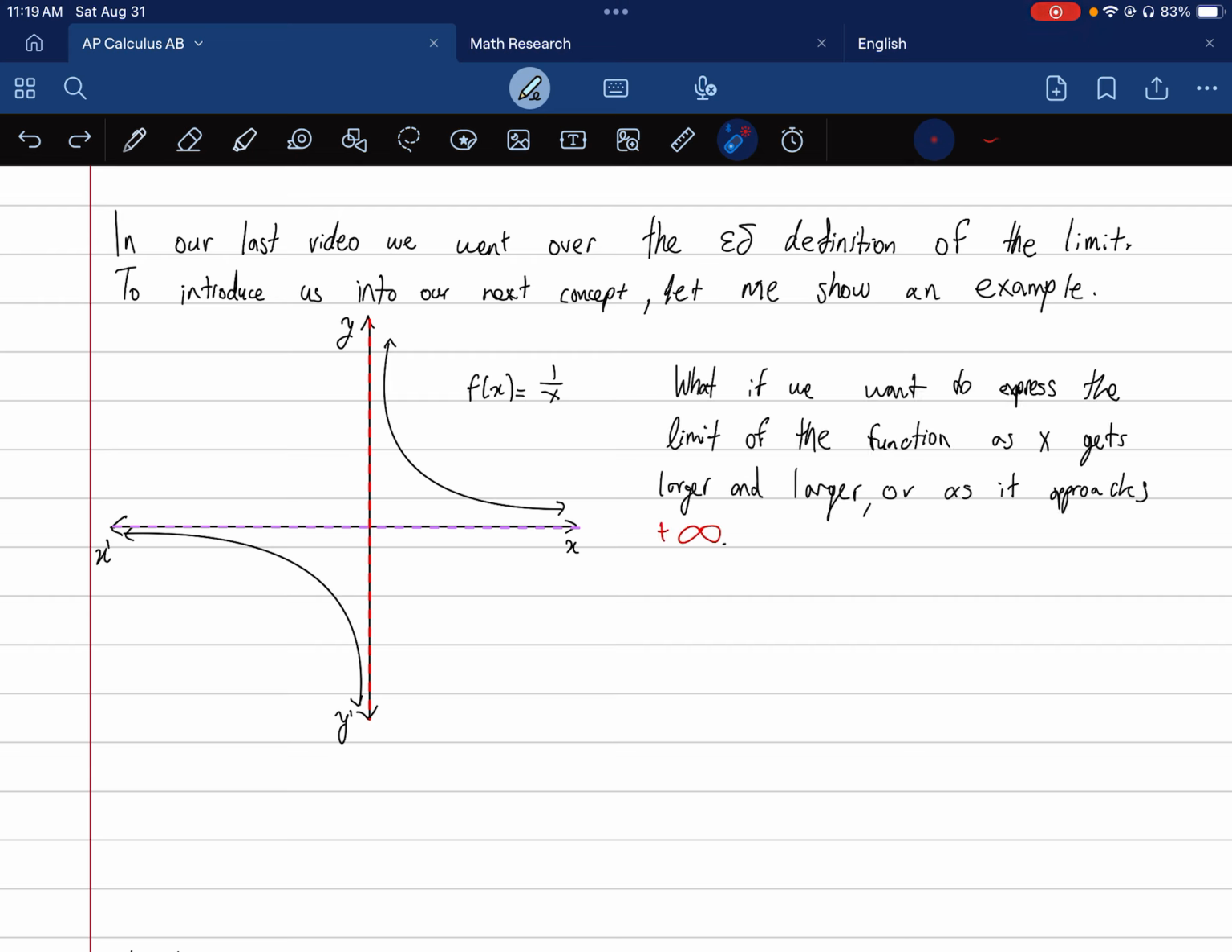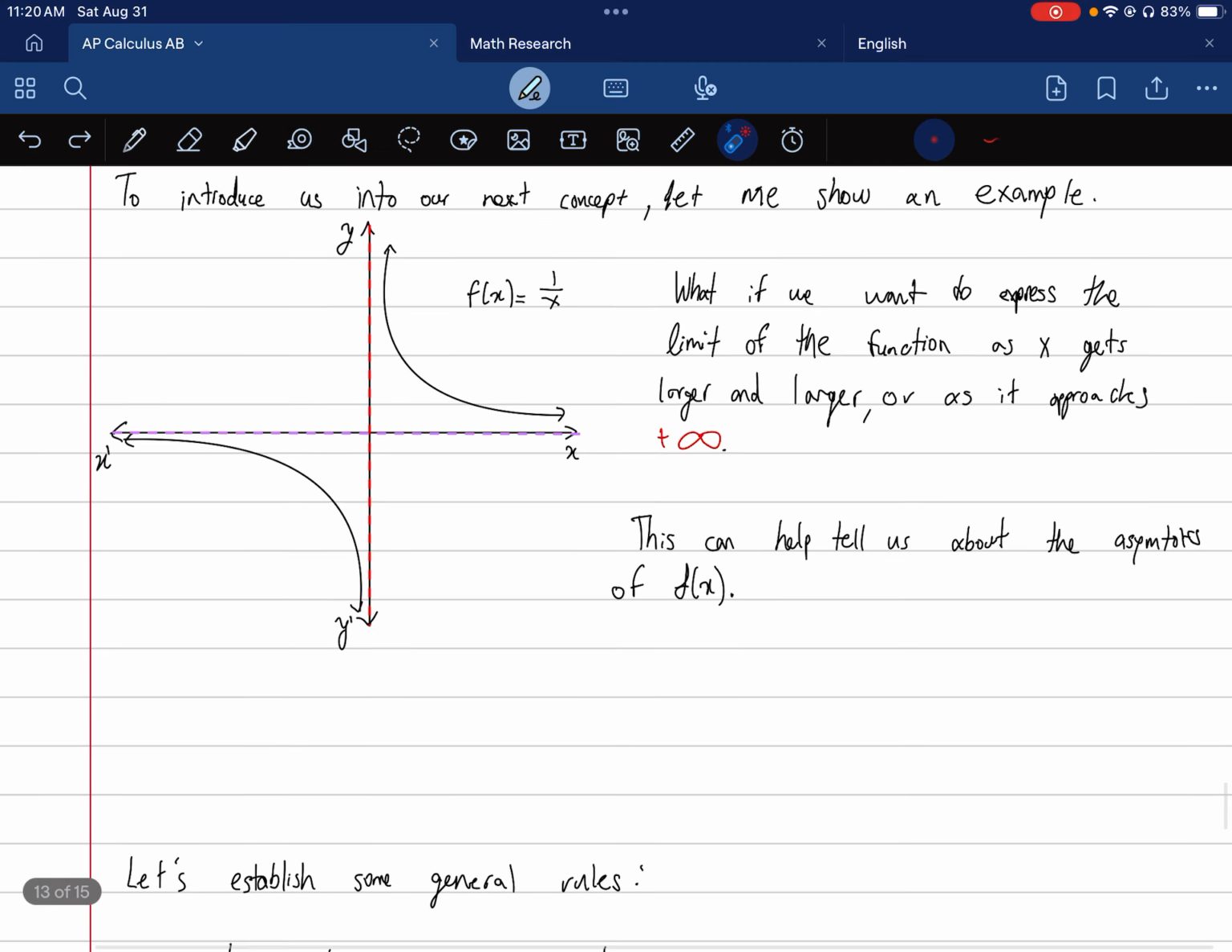What if we want to express the limit of the function as x gets larger and larger, or as it approaches positive infinity? So this can actually help us tell about the asymptotes of f of x, as you can see right here. Maybe you don't have a graphing calculator, or you're not sure if this pattern will continue on forever. So we want to figure out definitively what value f of x goes to as x approaches positive infinity, or what our asymptote is here.